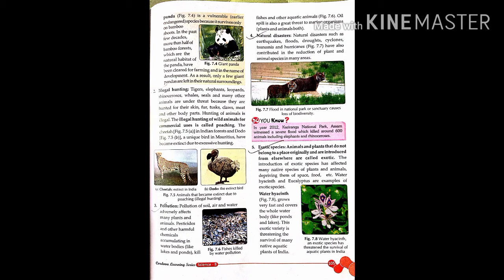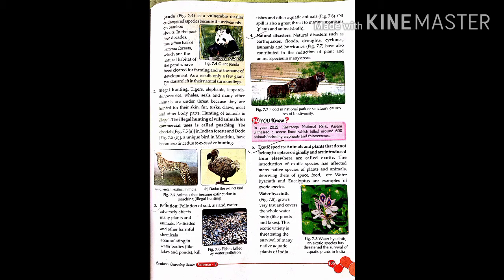The introduction of exotic species has affected many native species of plants and animals, depriving them of space, food, etc. Water hyacinth and eucalyptus are examples of exotic species. So you can say exotic species are those which have come from somewhere outside, started living in a particular area and were introduced there.